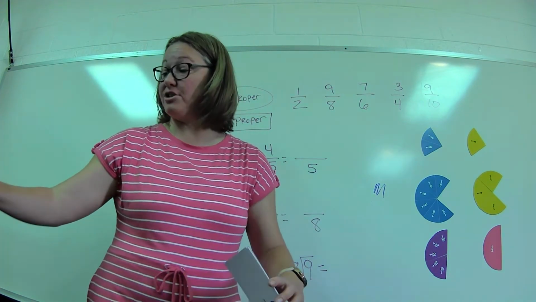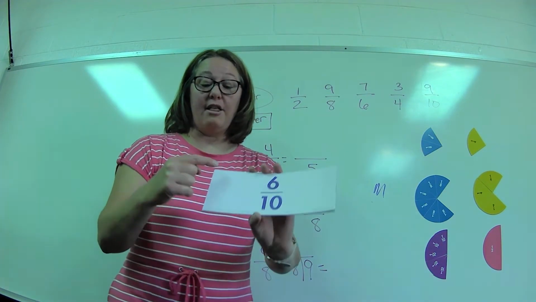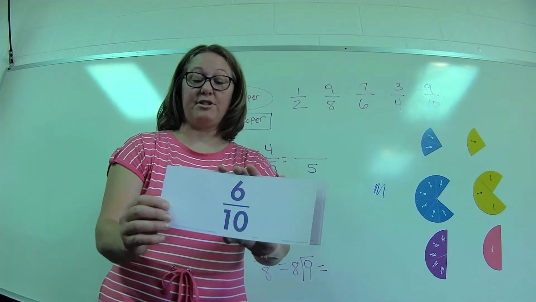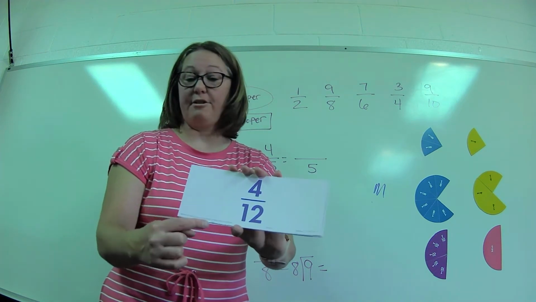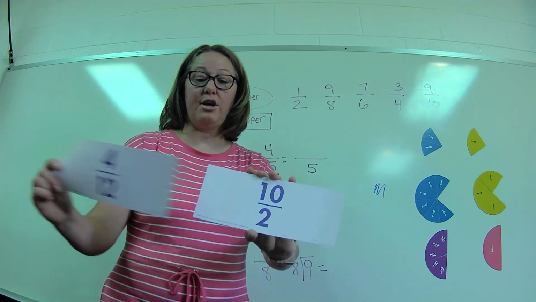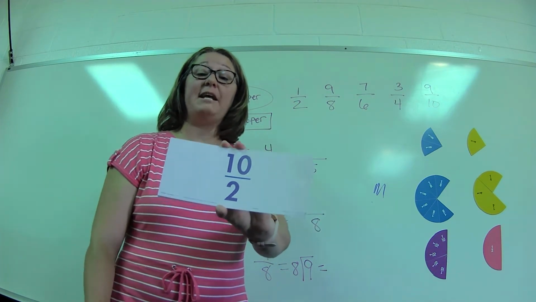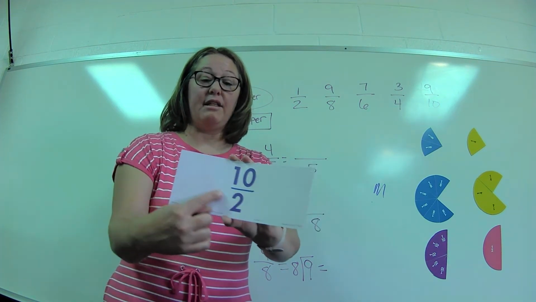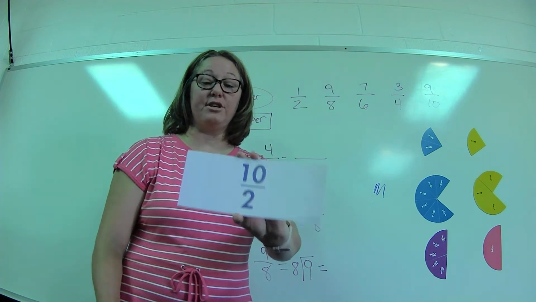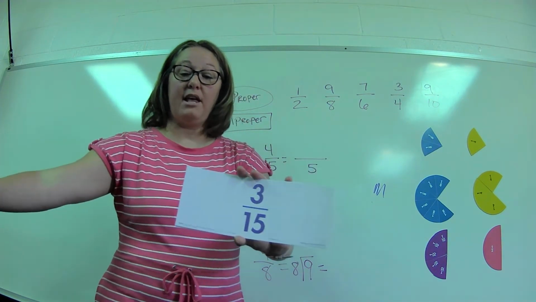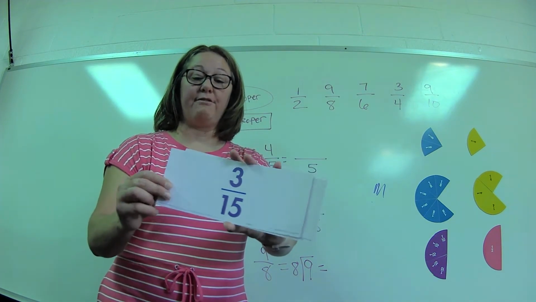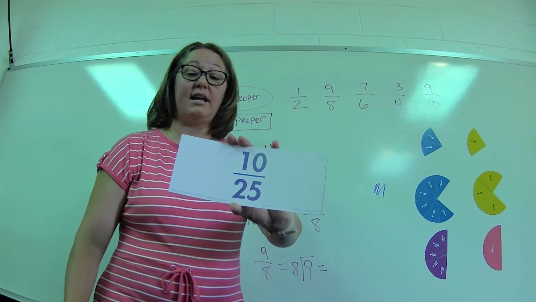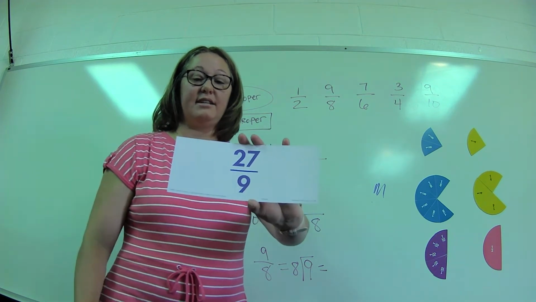Now we talked about proper fractions and improper fractions. A proper fraction, the numerator is less than the denominator, so this is a proper fraction. Here we have a proper fraction, numerator is less than the denominator, but what do we have here? We have an improper. This is our numerator, this is our denominator, and in an improper, this fraction bar, remember, means division. Right now, this is an improper fraction. This would be a proper fraction. This would be an improper fraction. This is a proper fraction, and this is improper.